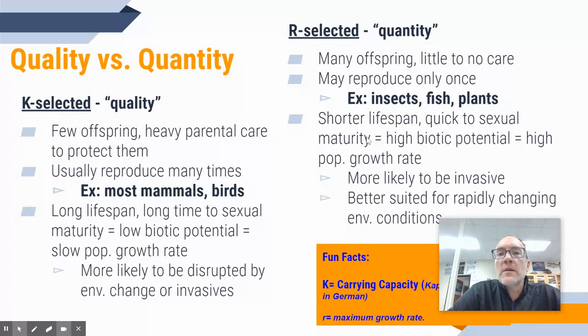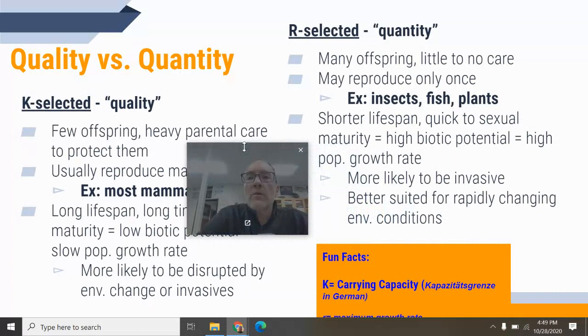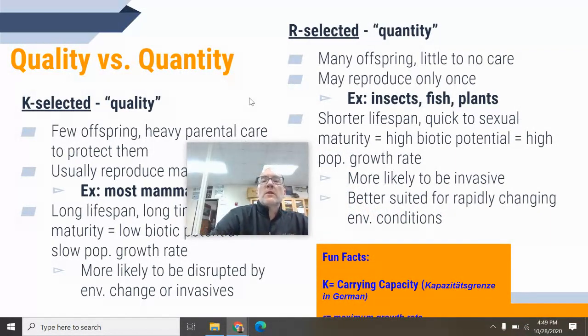In comparison, R-selected means quantity. So think of quantity. Many offspring, little or no care, may reproduce only once during a lifetime. And examples would be things like fish, some fish species. Probably better examples would be insects, many plants like annual plants. Short lifespan, quick to sexual maturity, high biotic potential, very rapid population growth rates. More likely to be invasive than K-selected and better suited for rapidly changing environmental conditions.